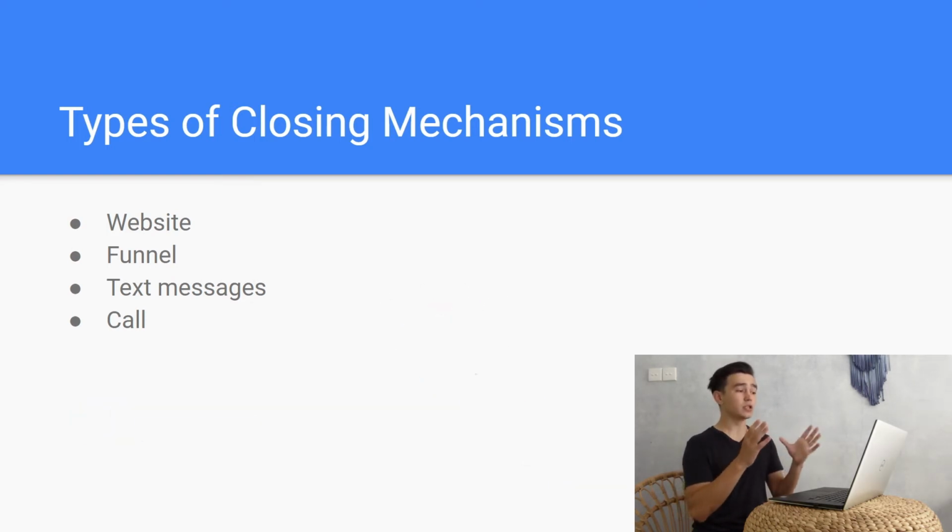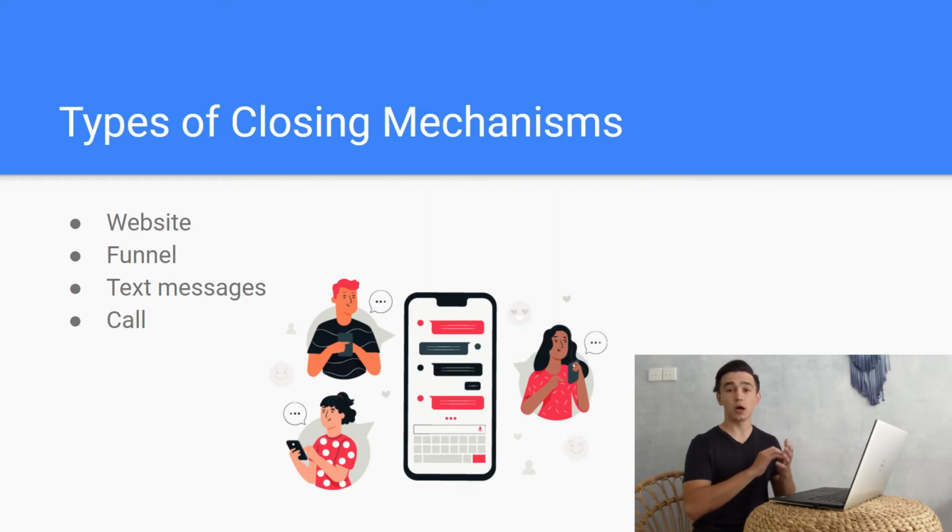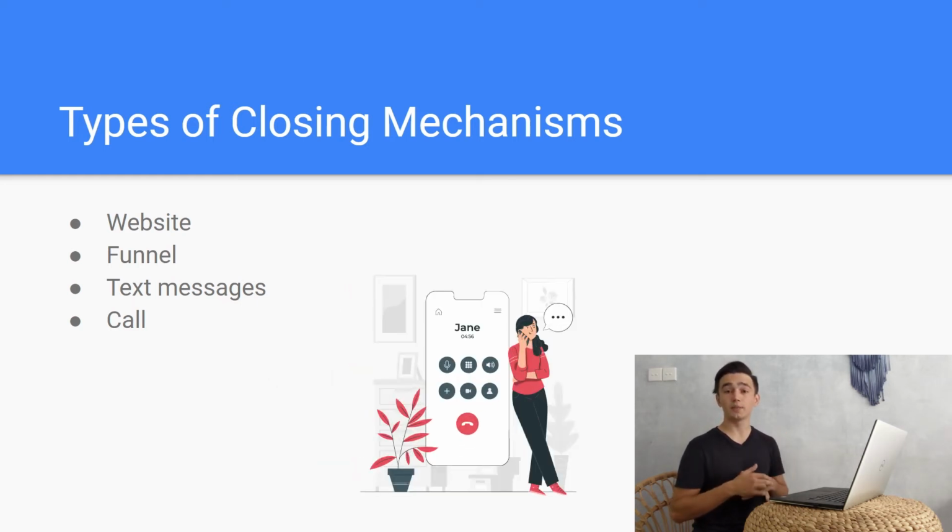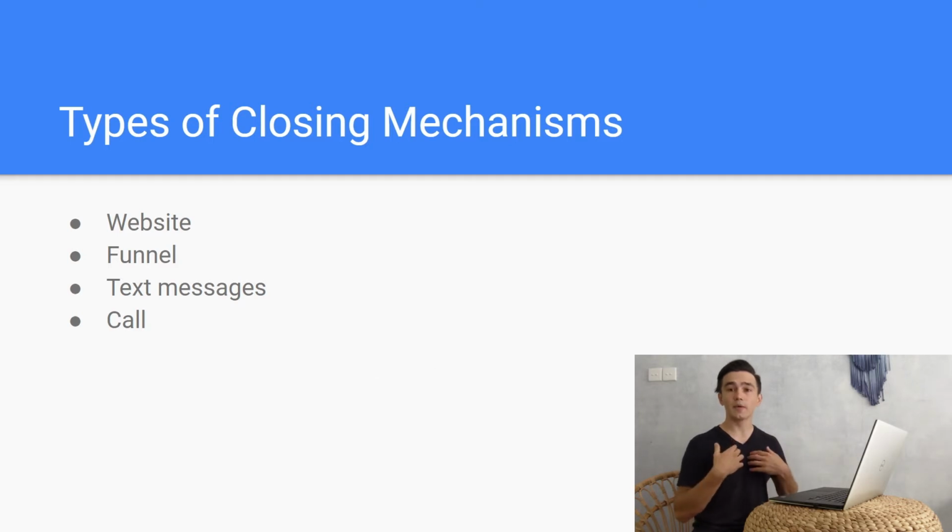And then your closing mechanism can be text messages, where you actually chat with a person and you present to them the benefits of your product or service, and they buy it. And the last one can be a call, where you have a call with them, see if they're the right fit for a product, and then you send them an invoice, they pay it, that's how you made the sale. So these are the closing mechanisms. That's how I call them. Maybe somebody else calls them differently.